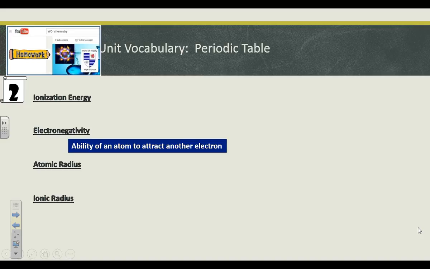So an atom with a high electronegativity is going to want electrons real bad. We'll find fluorine wants it more than anybody.